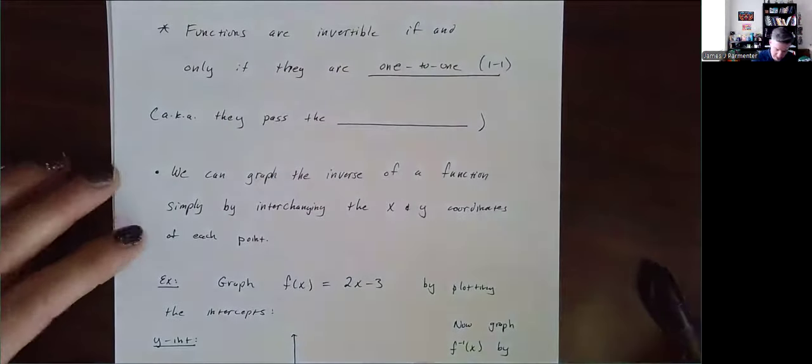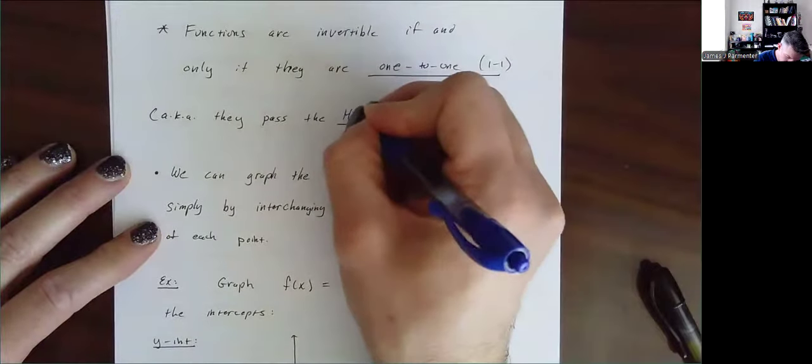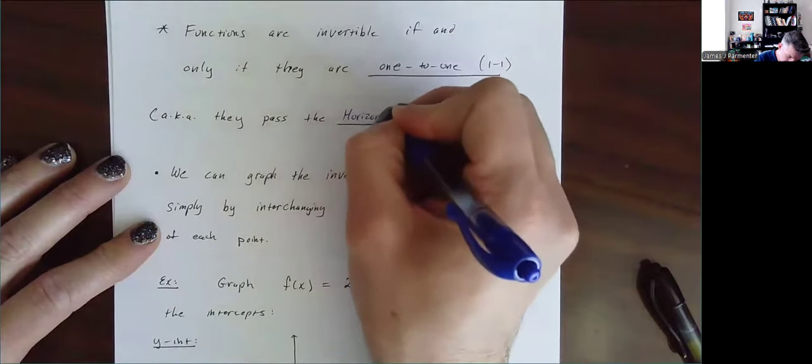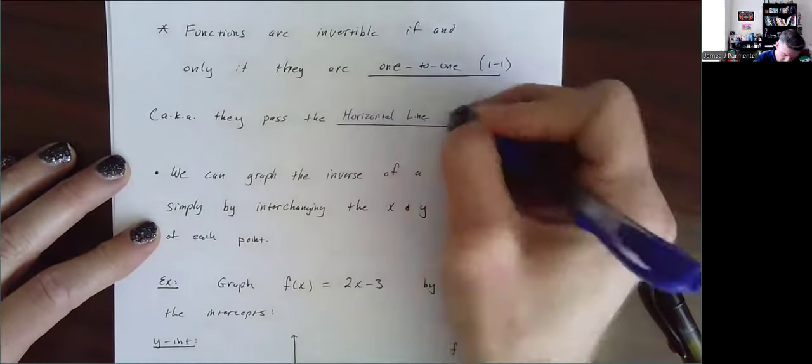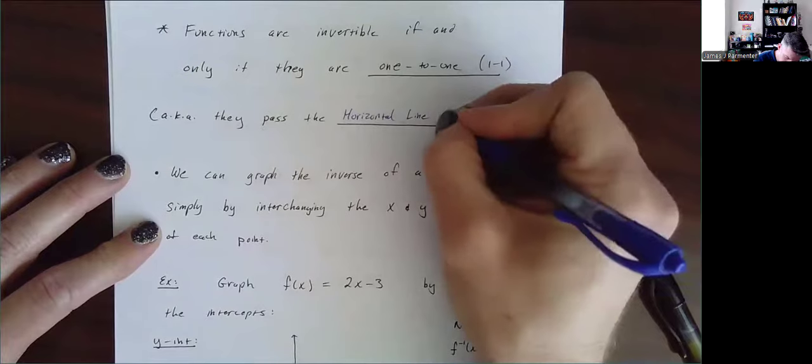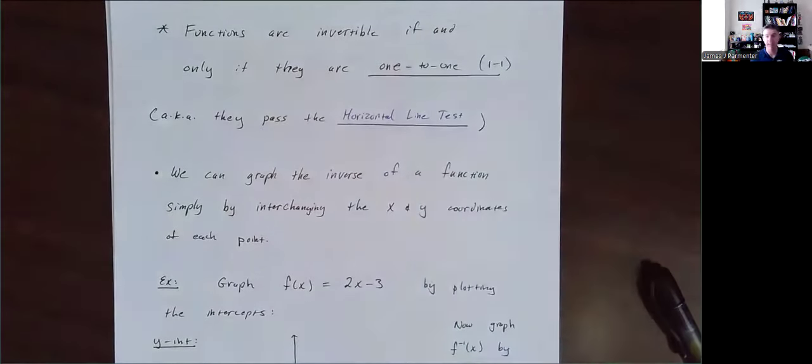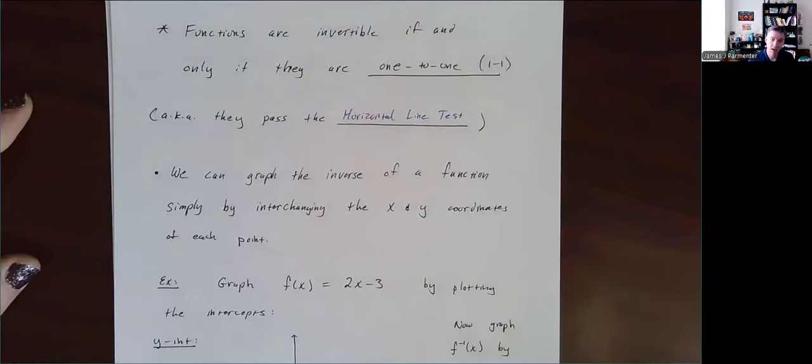AKA, they pass the horizontal line test. And the reason they have to pass the horizontal line test is so that when you interchange x and y, that horizontal line becomes a vertical line and it passes the vertical line test. I should say the inverse passes the vertical line test.